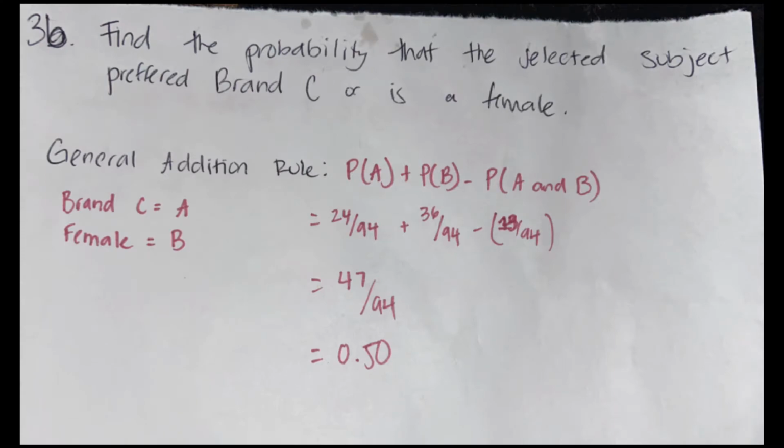Our next question is 3B. Find the probability that the selected subject preferred brand C or is a female. To solve this question, we will be using the general addition rule, which is probability of A plus probability of B minus probability of A and B. So our A in this problem is brand C, and our B in this problem is female. So we're going to have 24 over 94 plus 36 over 94 minus 13 over 94. This will give us 47 over 94, which will ultimately give us a probability of 0.50.